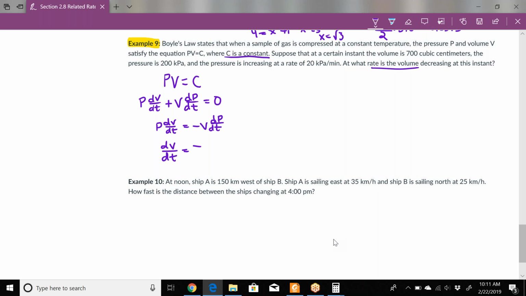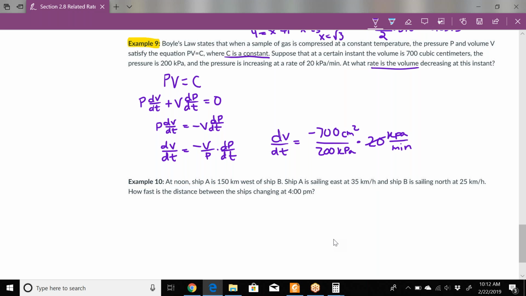So it ends up being negative V over P times dP/dt. And then they gave us some specific information. They told us at that specific moment the volume was 700 cubic centimeters, so that would be negative 700 cubic centimeters. Sorry, centimeters, not meters. The pressure was 200 kPa. And the dP/dt was increasing, so that means it's positive, 20 kPa per minute.